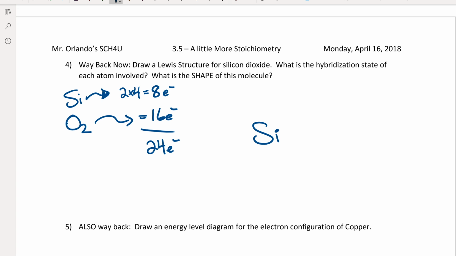And we would say, okay, here's silicon, and there's oxygen, we put a single bond between all the above. We would go like that, and then we count 2, 4, 6, 8, 10, 12, 14, 16. Oh, what? Silicon dioxide. Silly me.